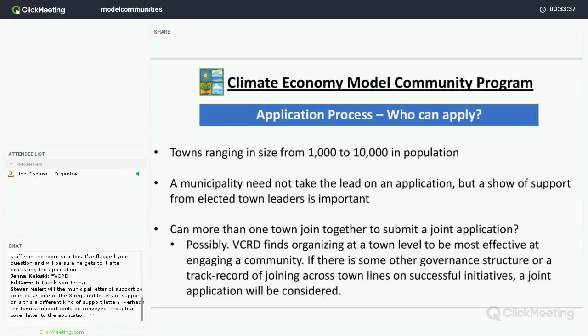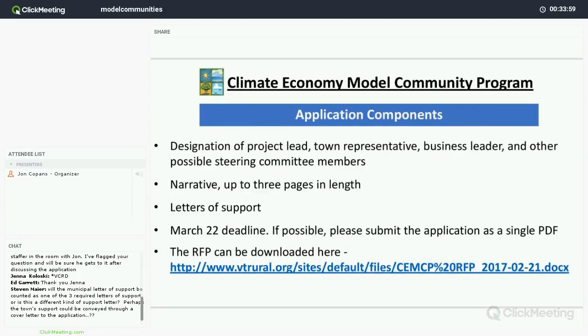So I see the letter question here about whether or not the municipal letter is one of the three letters. At this point, I think I have been assuming yes, that is one of the three letters, right? As part of the application, we require 3 letters of support, that one of those will be from the municipality itself. Perhaps we could have been a little more explicit about that, but I think that would count as one of the 3.